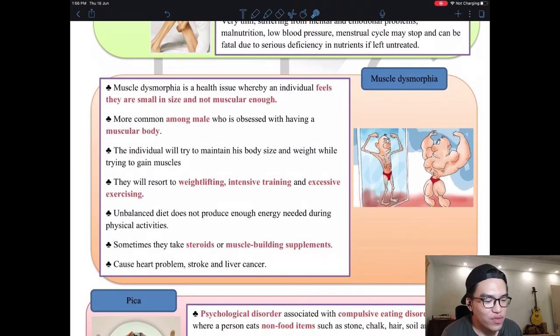Muscle dysmorphia is more of a guy thing, because we want to be more muscular. So you look at the mirror, you think, I'm not muscular enough, so I need to be more muscular. They feel they are small in size and not muscular enough among males, so they will do weightlifting, intense training, exercising.